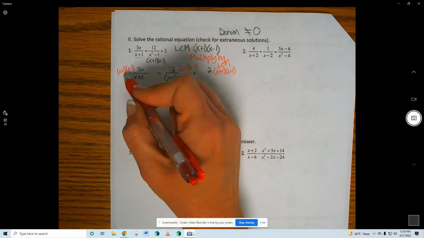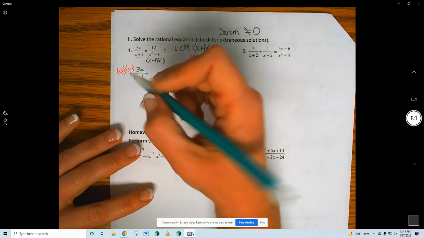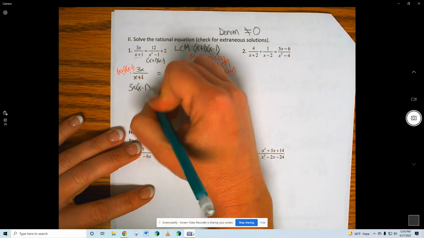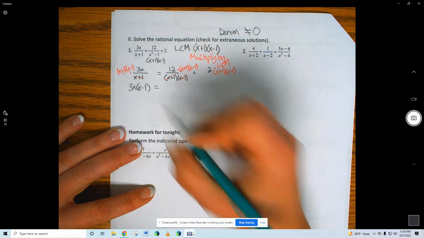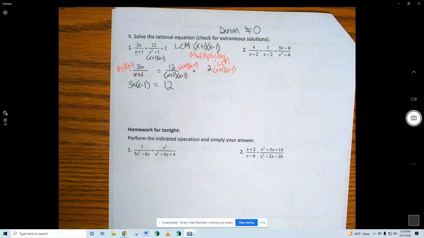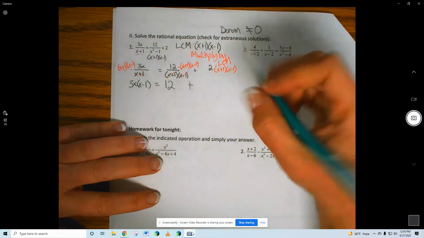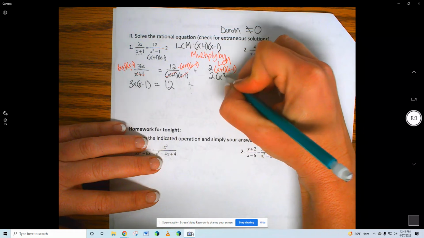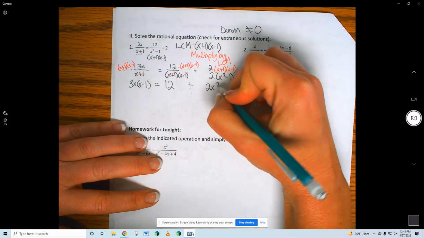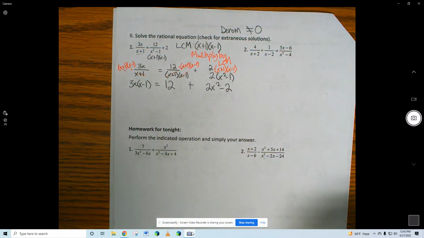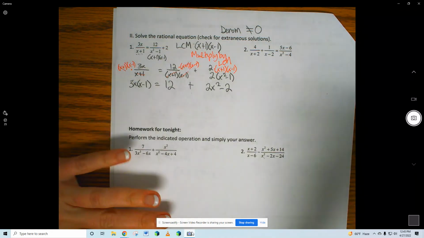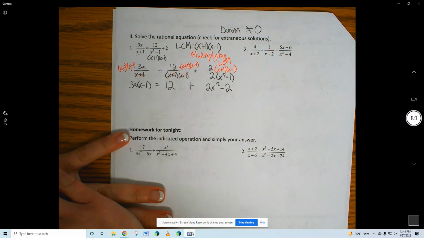The x plus 1 and the x plus 1 are going to cancel there. All I have is a 3x, x minus 1. Here, everything cancels. I just have 12. Now this, it basically means 2 times x squared minus 1. So it's going to be 2x squared minus 2. So I multiply by the least common multiple because I'm clearing the fractional denominators. Now everything's on one line, no more denominators.